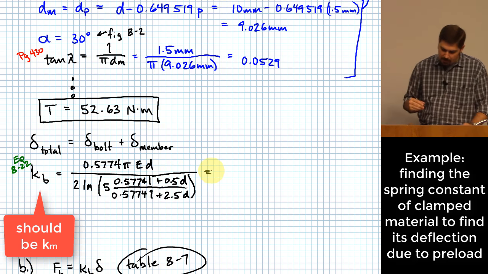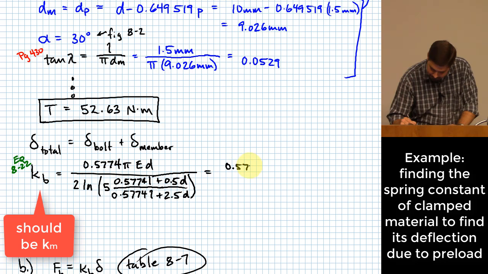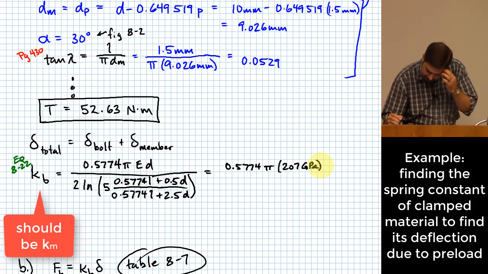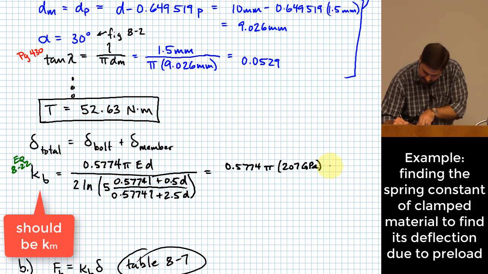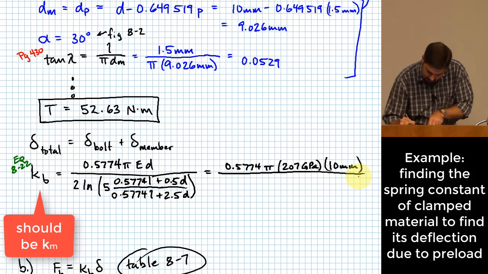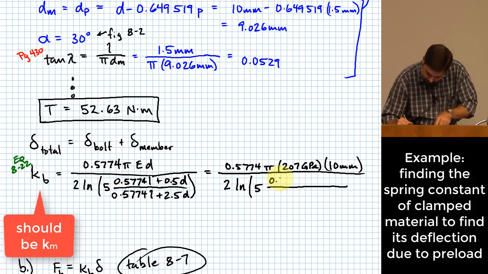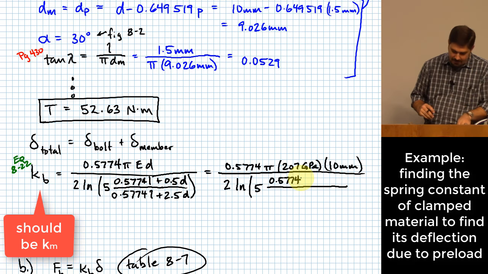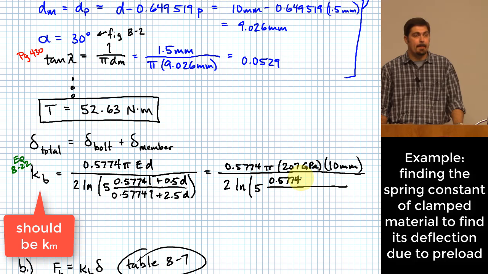Okay, so when we plug in our values here, we have the E value of 207 GPa. That's E. D is just 10 millimeters. Down here we have 2 times the natural log of 5 times 0.5774 times the lead. What's the lead? Actually, excuse me. I've been saying lead for L. What's L?